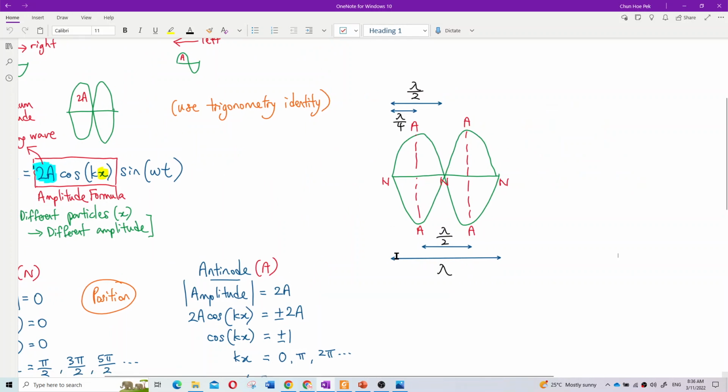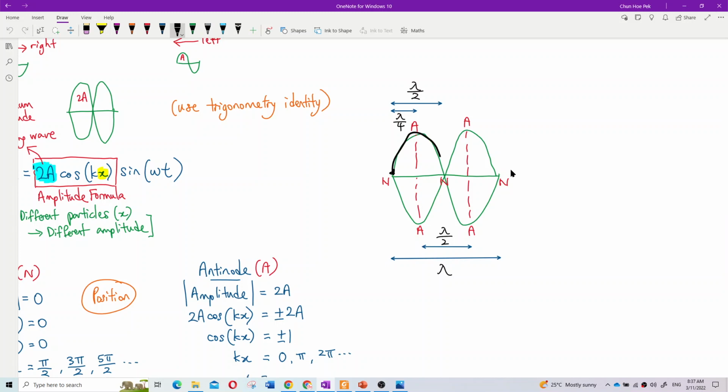How to know one wavelength? One wavelength is from the node to the third node, right? This is one wavelength. You know why this is one wavelength? Because a whole wave is somewhere like from here until here. Understand? So from here until here.